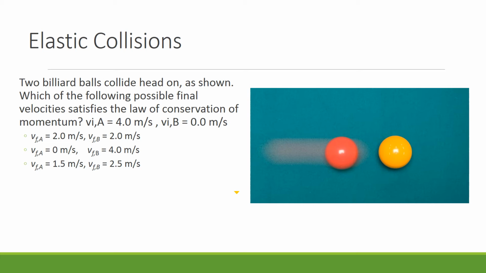So what do you think? Which one is the answer? 2 plus 2 gives us 4m. 0 plus 4 gives us again 4m. 1.5 plus 2.5, again it's 4m. So the answer will be all three.